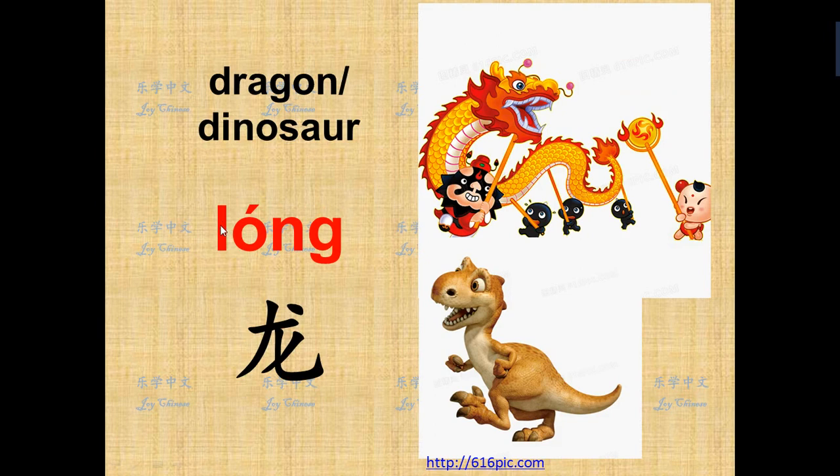Next one is le, ong, long, second tone, means dragon or dinosaur. In China, this is a typical Chinese dragon, but we also call dinosaur 恐龙, meaning scary dragon. In Chinese culture, dragon means power and luck. In the New Year or some specific festivals, we always make this kind of play with the dragon, like a performance. So we put scary in front of dragon to say dinosaur, 恐龙.